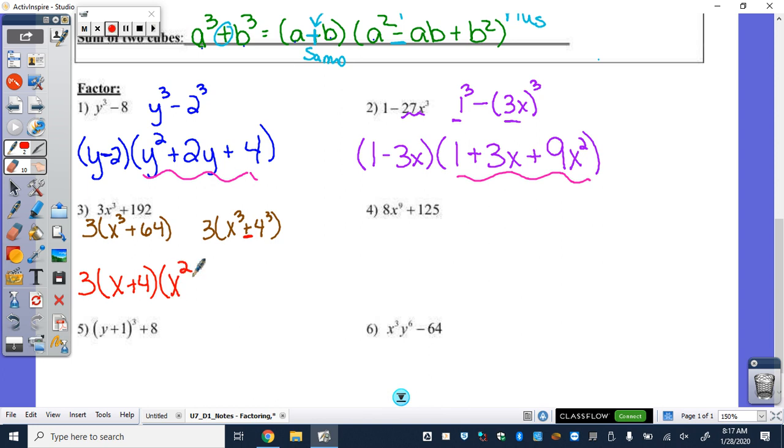So then it's the first squared. This time it'll be minus because it's got to be the opposite of this sign here. Multiply the two of them together, and then always plus at the end, and then our 4 squared. So there's our final completely factored answer.